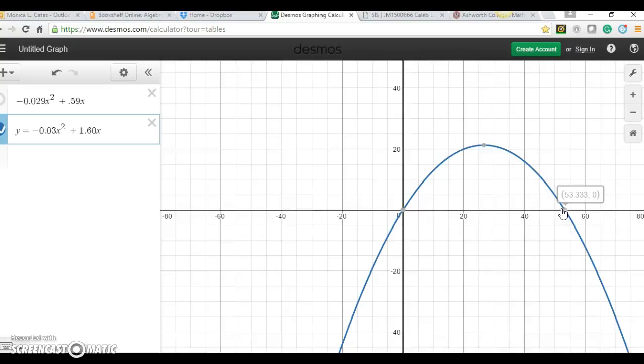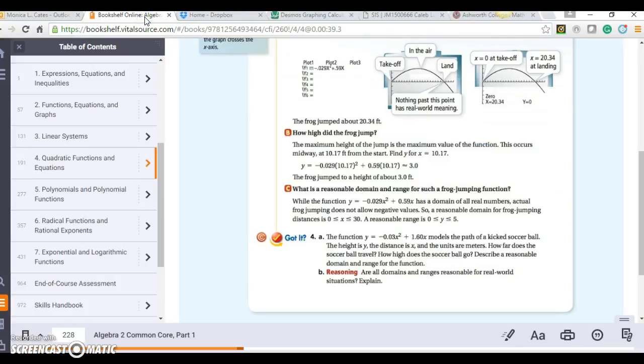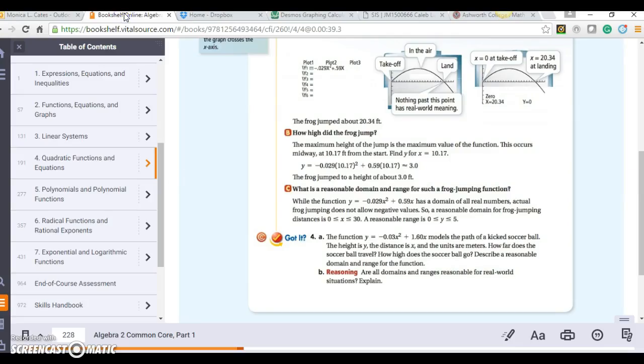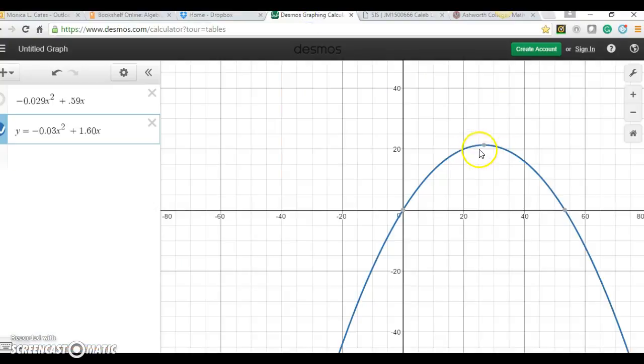The height of it will be my y, which is 21.33. So remember, y represents my height. So the height of the soccer ball is 21.33. Let's look back at what the other questions were. It says, how far does it go? We answered that question. We said that it travels 53.33 meters. How high does the soccer ball go? The soccer ball travels a height of 21.33 meters.